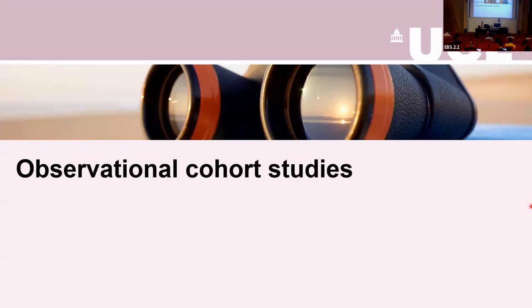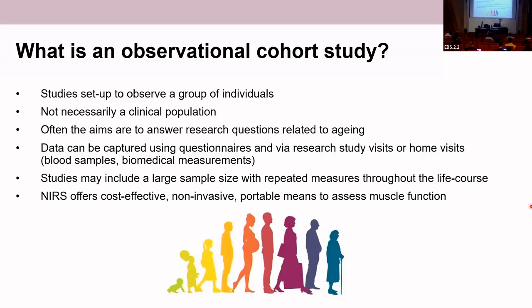I'm going to change direction now and talk about observational cohort studies. So this is something I'm really interested in and have done a lot of work in observational research. So just in case you're sitting there wondering what an observational cohort study is, these are studies usually quite large, set up to observe a group of individuals. And they're not necessarily a clinical population. Often the aims are to address questions related to aging, healthy aging, disease aging. And data can be captured using just questionnaires or via research study visits or home visits.